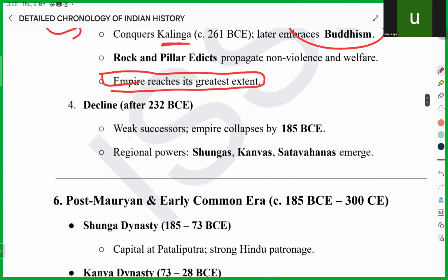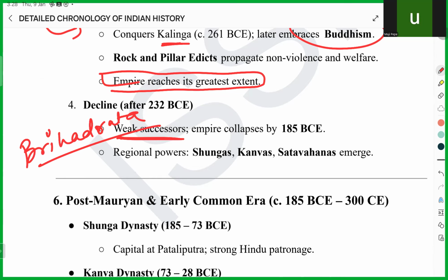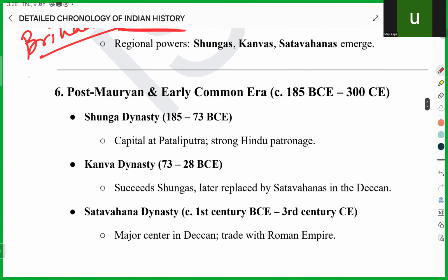Decline. So weak successors after Ashoka, and then the final person in the Mauryan dynasty was Brihadratha. And after Brihadratha, there came a Shunga dynasty which was led by the chief of the army of the Mauryan Empire who killed his own king. His name was Pushyamitra Shunga. So Pushyamitra Shunga had a capital at Patliputra, the same place where the Magadhans, the Haryankas had, then the Mauryans had, and finally the Shungas also had at Patliputra.